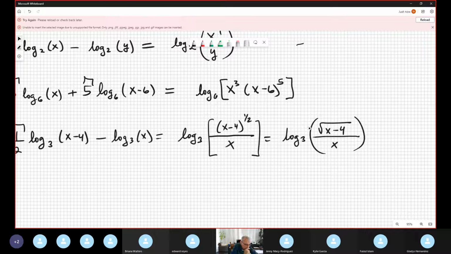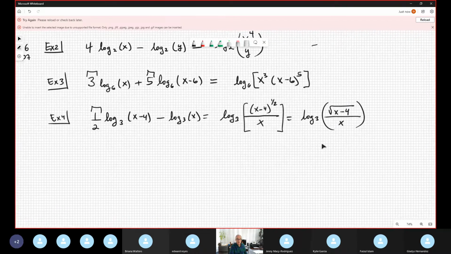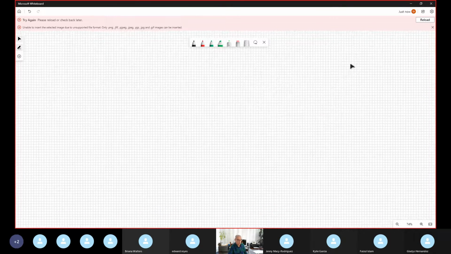Okay, now let's do it backward. Suppose I have only one single logarithm, and you expand it completely differently into several, and express the power as a factor. Okay, let's do it. Suppose, example, this is completely different. Completely different. Suppose you have example 1, expand, not condense.